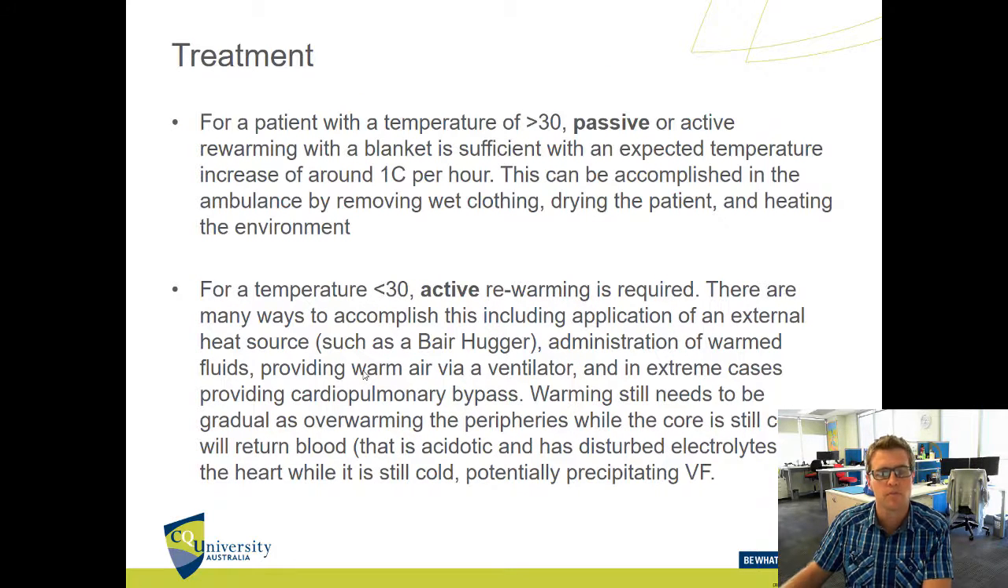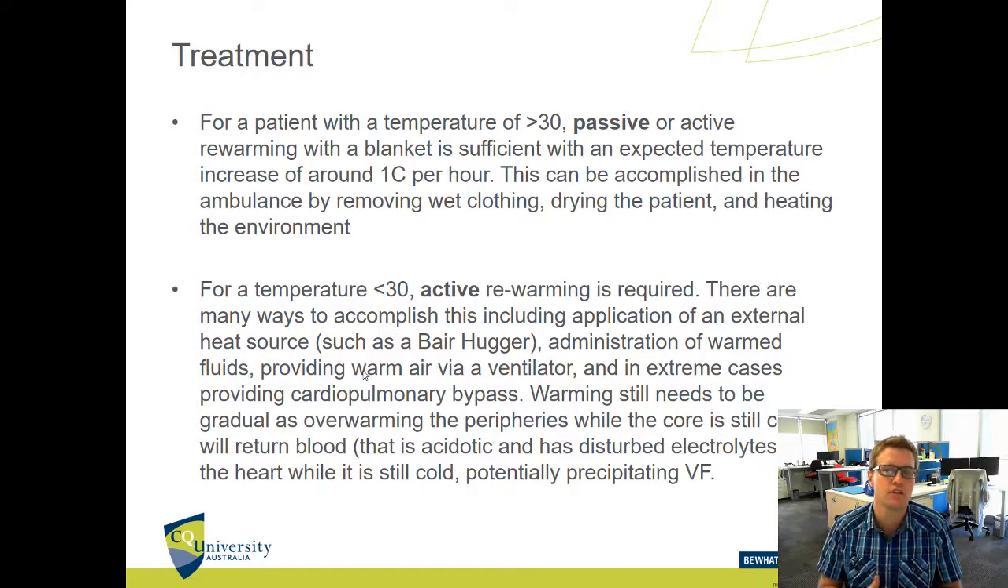So the treatment largely centers around the severity of the hypothermia. The great thing about hypothermia is that you've heard of therapeutic hypothermia. As your body cools, it's protective of your brain. So unlike many other conditions, you don't need to be really aggressive with the treatment of hypothermia as long as the temperature is over 30 degrees, which is still very cold if someone's 31 degrees.